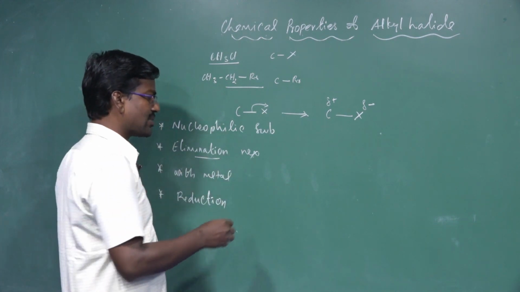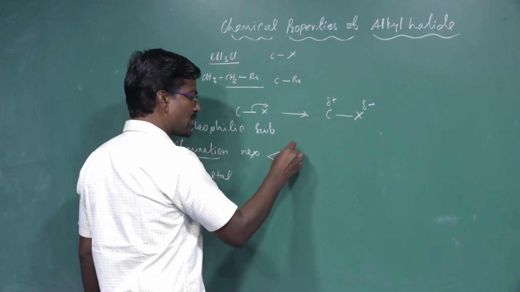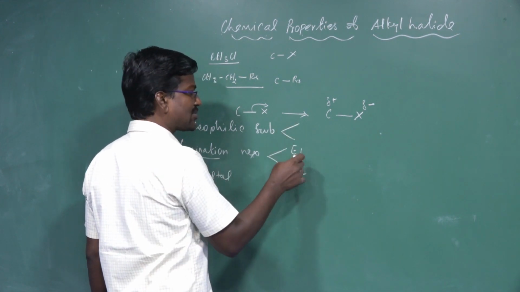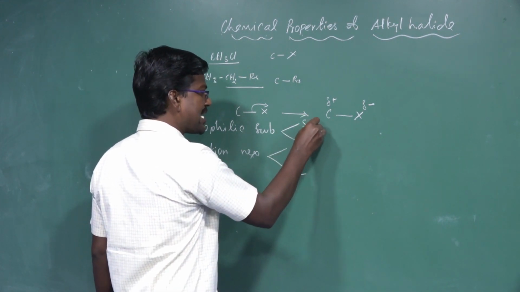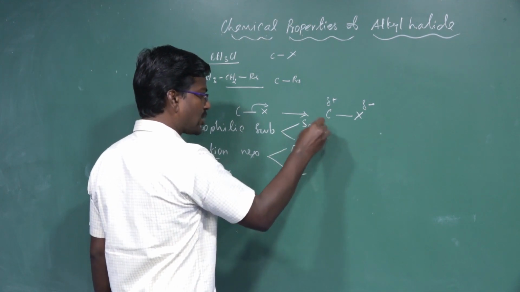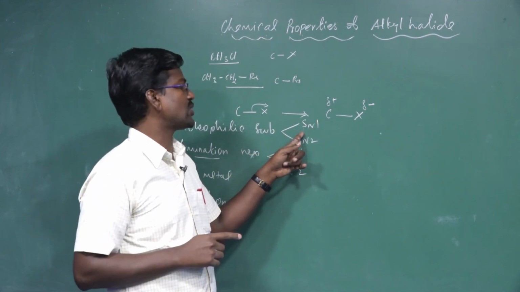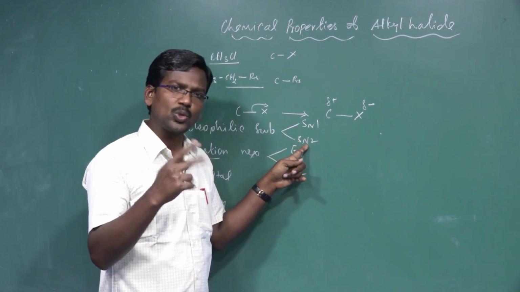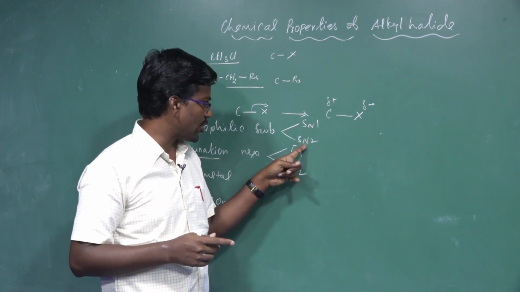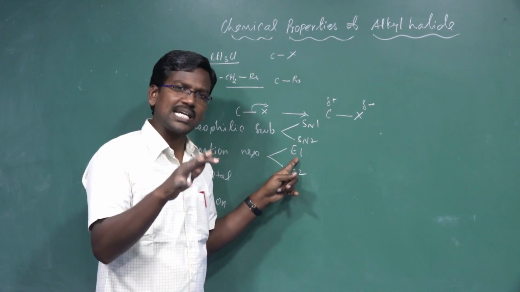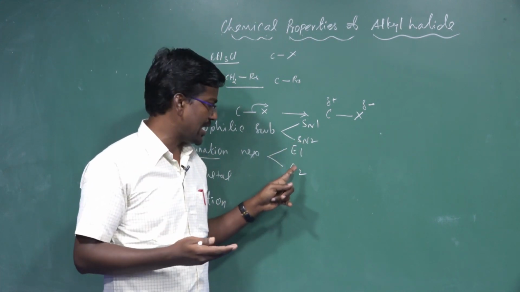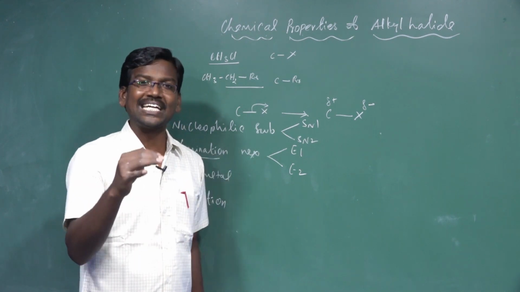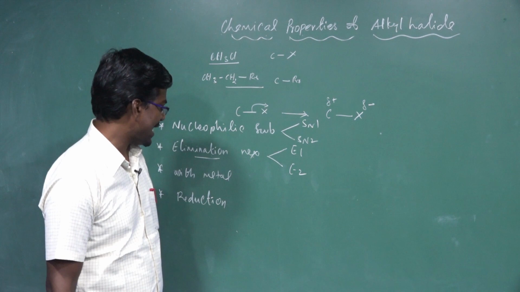The elimination reaction is also classified into 2 types, E1 and E2. Substitution reaction is also classified into 2 types, SN1 and SN2. SN1 stands for unimolecular nucleophilic substitution reaction. SN2 stands for bimolecular nucleophilic substitution reaction. E1 stands for unimolecular elimination. E2 stands for bimolecular elimination. This depends upon kinetics, the order of the reactions.